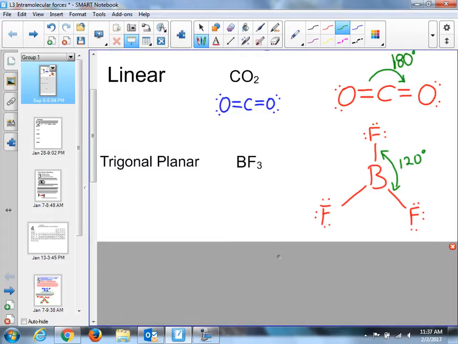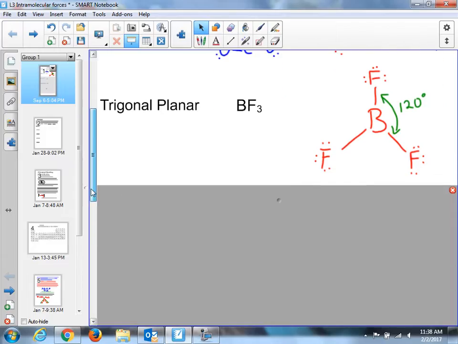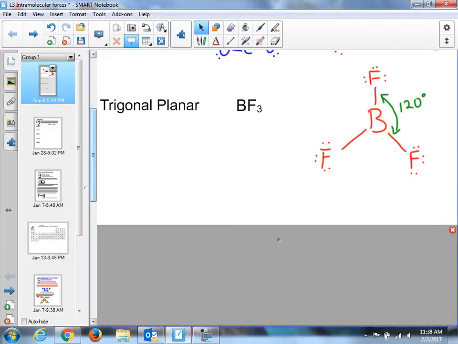So I'm letting you know, if you ever see boron, that non-metal, just go with trigonal planar right off the bat. That one kind of needs to be memorized because it doesn't add up to 8.